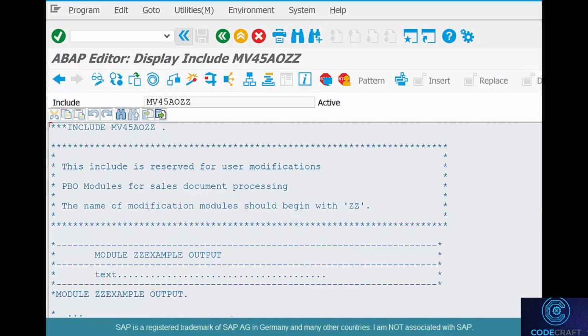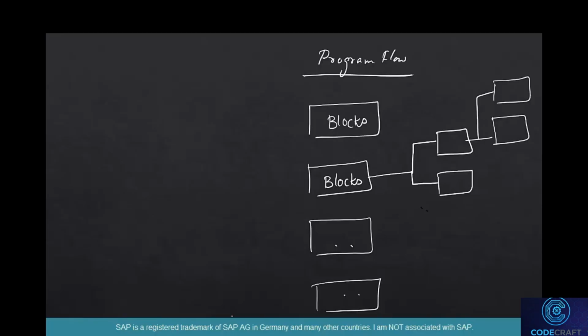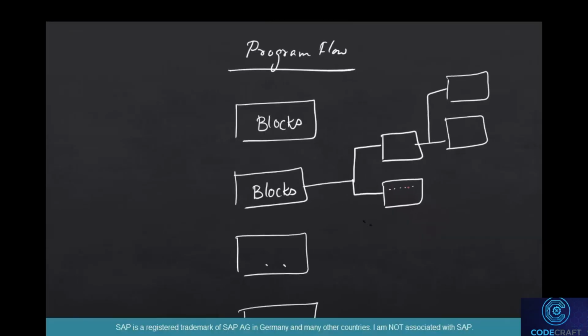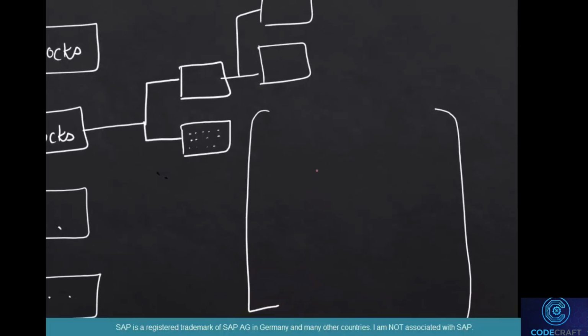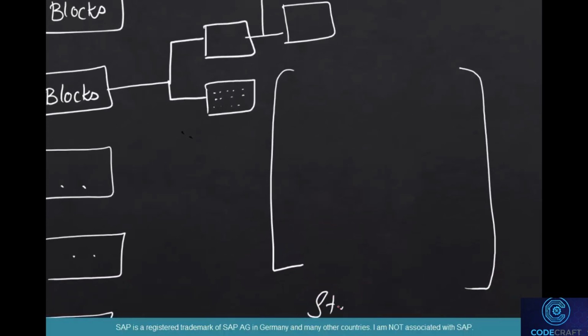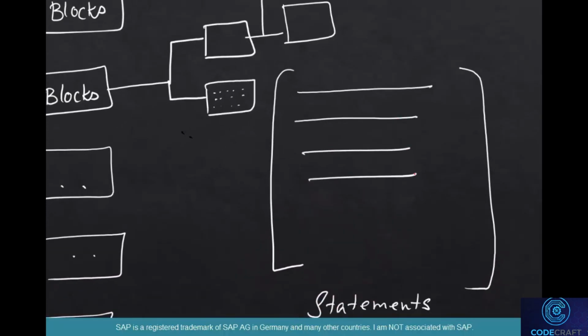And that could in turn contain different blocks. So this is a block of code. This could in turn contain more blocks. And each block of code, for example, if we are talking about this block of code, each block of code could contain one or more statements. So these are all statements.